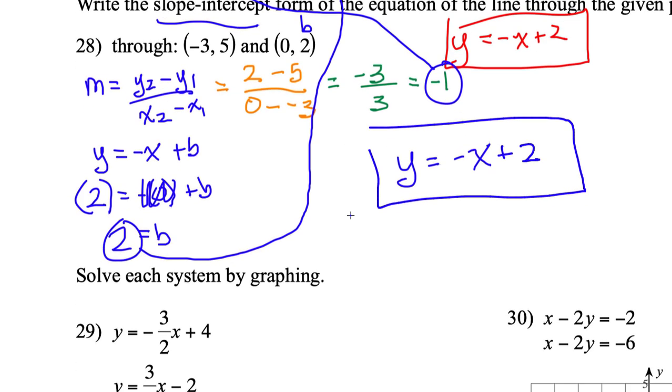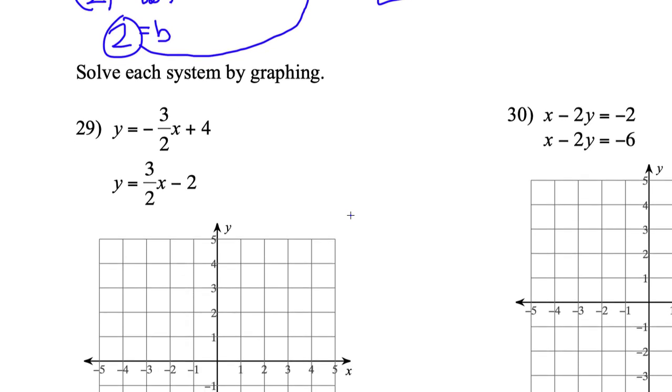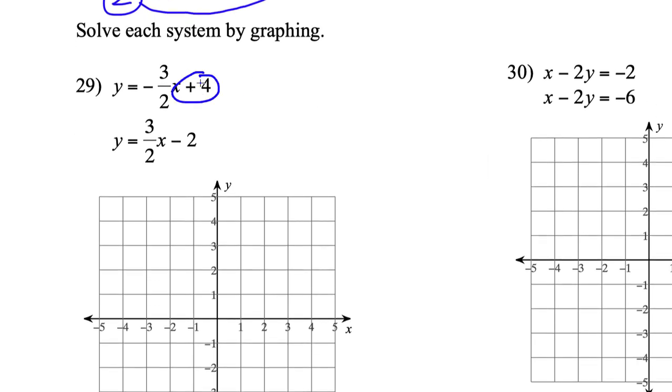All right, no one's raising their hand, so I'm moving on. We are solving these by graphing. So my first two are in slope-intercept form, which means I'm first going to graph my y-intercept and then use the slope to find my second point. So first my y-intercept is 4. On my y-axis, I graph the point 0, 4.